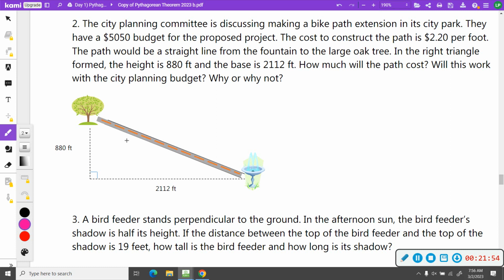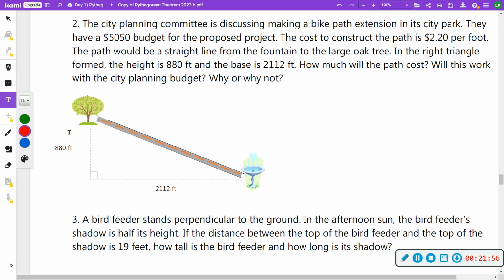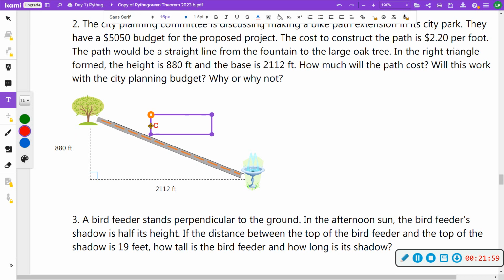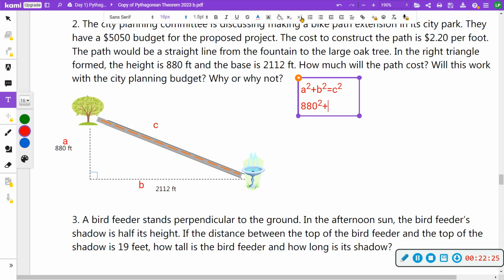Well, first I need to figure out how many feet this is. So I'm going to use the Pythagorean theorem, and I'm going to let that be my C. A and B doesn't matter. I'll just let that be A, and let that be B. And again, my formula is A squared plus B squared equals C squared. Now A is 880, B is 2,112, and we don't know what the C is.